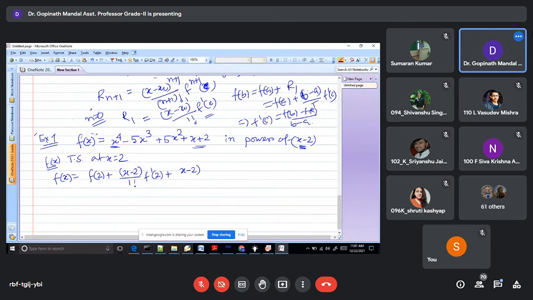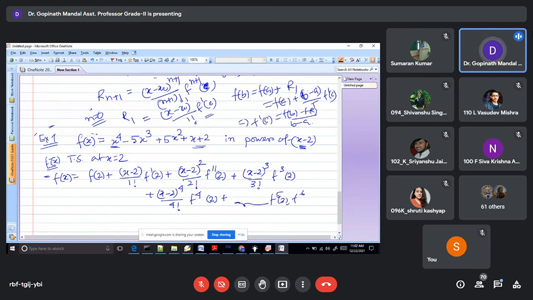Now, what is the formula? By Taylor series, f of x equals f of 2 plus x minus 2 by factorial 1 f dash 2 plus x minus 2 square by factorial 2 f double dash 2 plus x minus 2 cube by factorial 3 f triple dash 2 plus x minus 2 to the 4 by factorial 4 f4 2, and the other terms that contain f5 2, f6 2 will all be equal to 0, because f is a polynomial of order 4, so all other terms will be equal to 0.